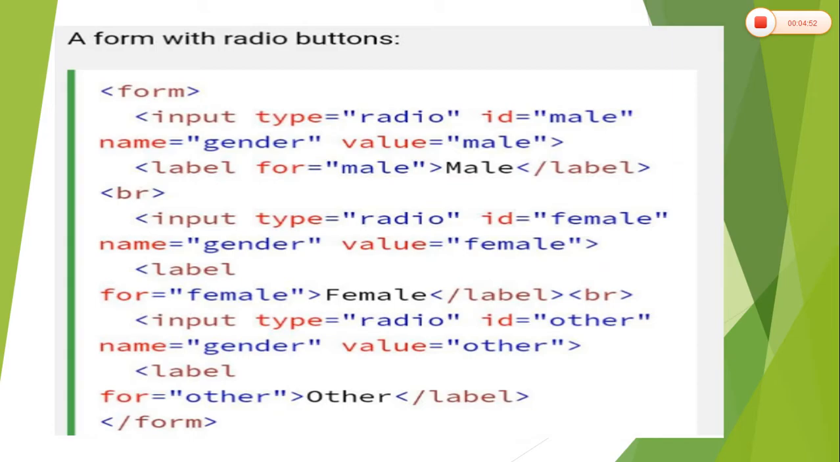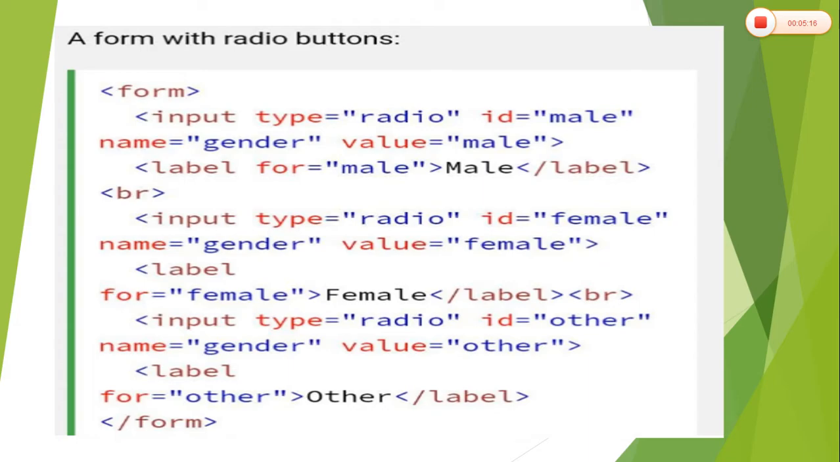Here, in the input tag, type is the attribute, type equal to radio. This creates a radio button, that means a single circle. ID equal to male. Here name, the main aim of the radio button is here only, name equal to gender, value equal to male. After that one label is displayed in front of the radio circle. We require to say what the circle is for, for male, so we write a label for male.